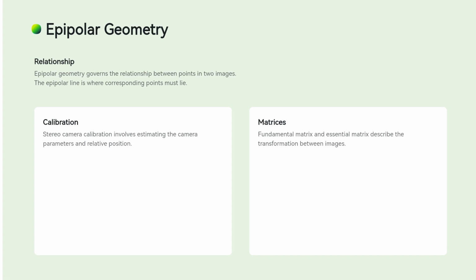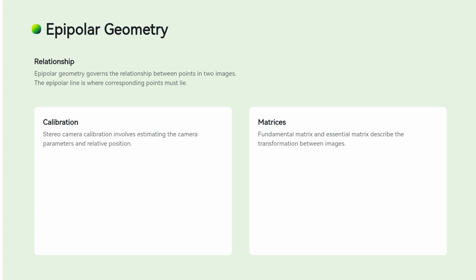Stereo camera calibration involves determining the camera parameters, including the focal length and the relative position and orientation of the cameras. This is essential to ensure that the disparity calculations are accurate. The fundamental matrix and essential matrix are used to describe the transformation between corresponding points in the two images. In practical stereo vision systems, algorithms use these matrices to rectify the images, ensuring that the epipolar lines are aligned horizontally. Once this is done, finding corresponding points becomes a one-dimensional search along the epipolar lines, making the stereo matching process more efficient.